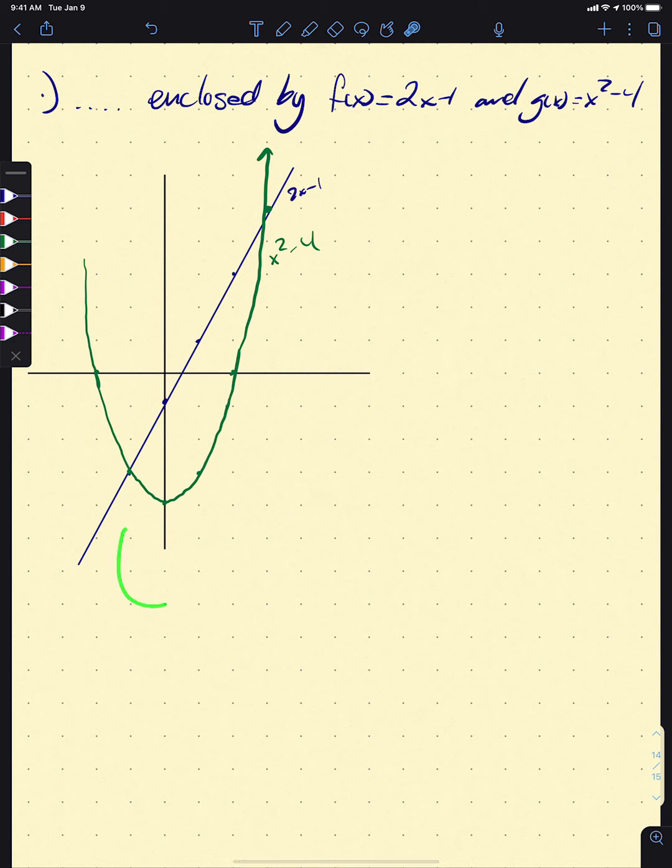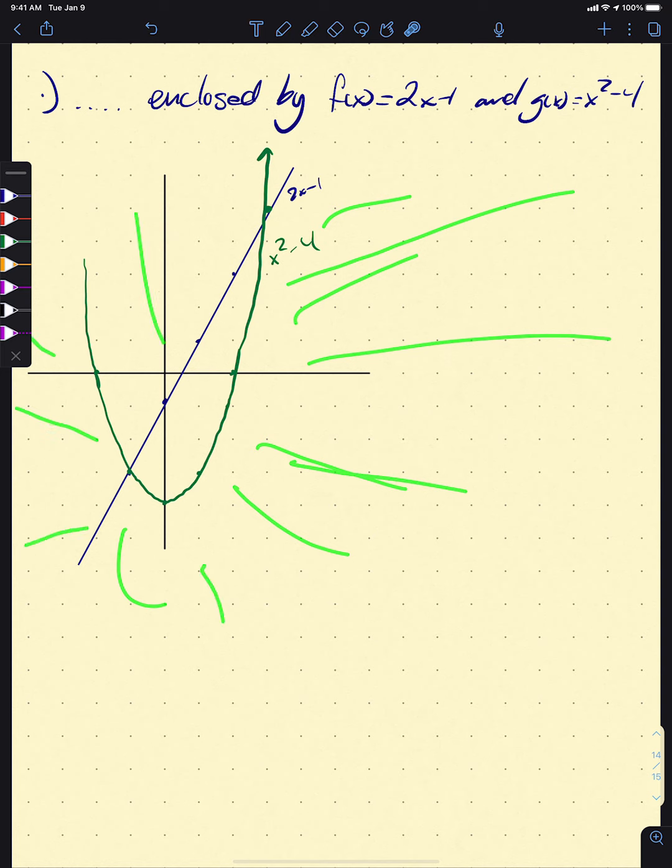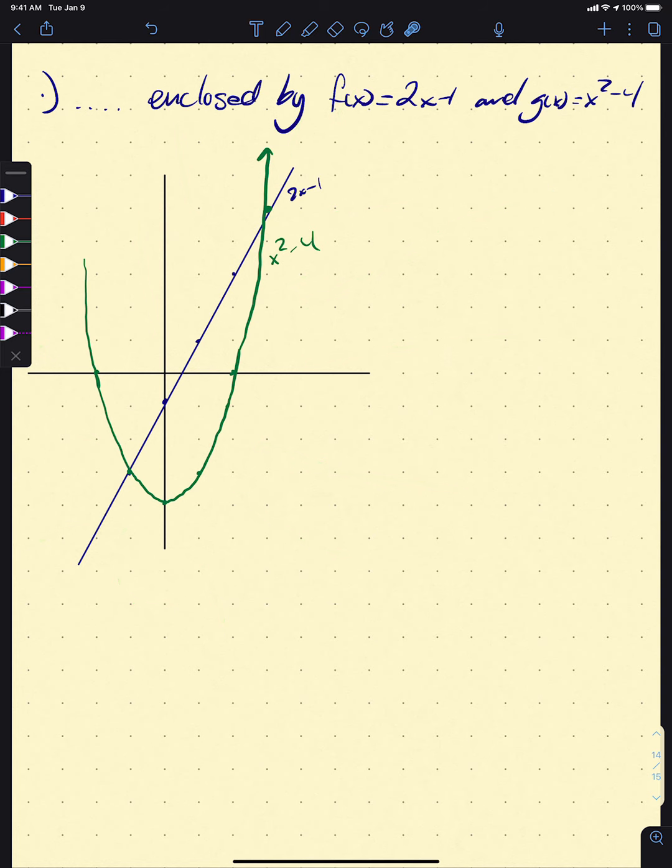And clearly these guys on the outside, quote, are going to extend forever. And so we can't say that those are enclosed by these functions. We can say, however, that this area right here is going to be enclosed by our two functions. So what that means is we need to look for the points of intersection.